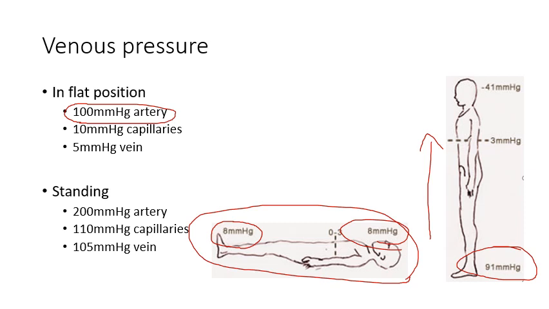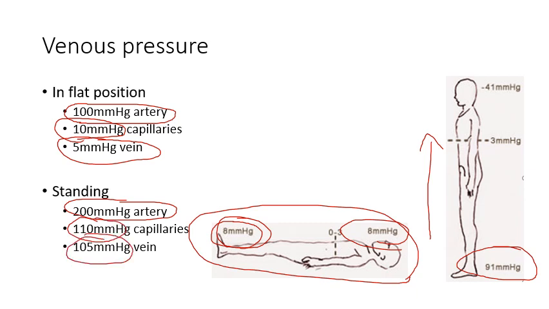And the capillary bed will have a pressure of about 10, and as we mentioned, the veins about 5 to 10 millimeters of mercury. And as a person stands up, this increases by 100, so you'll have 200 millimeters of mercury pressure in the artery, 110 in the capillaries, and about 105 to 110 in the vein. This is a very high pressure for the vein to withstand, because it's a thin walled structure. So what you would want to do is lower the pressure here.